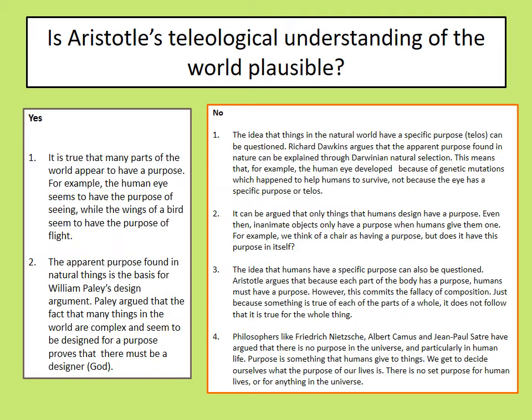Number three, the idea that humans have a specific purpose can also be questioned. So this is the idea of eudaimonia. Aristotle says that we have the purpose of eudaimonia. Aristotle argues that because each part of the body has a purpose, humans must have a purpose. So this is how Aristotle argues. He says, look, every part of our body, our eyes, our feet, our hands, they all seem to be designed with some purpose. And he says, well, if every part of our body is designed with a purpose, surely we must have a purpose.